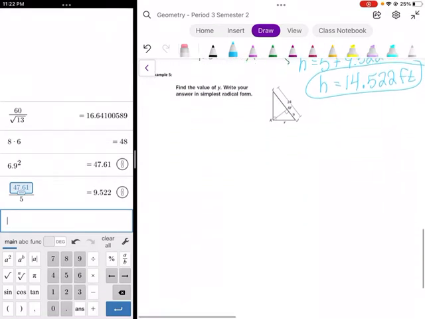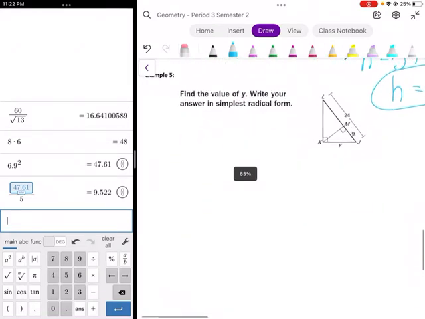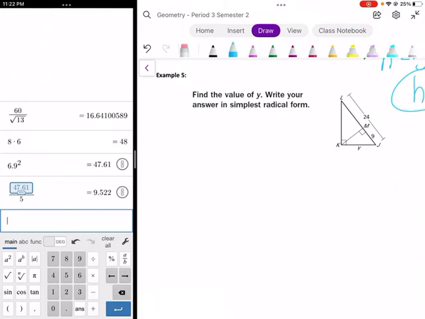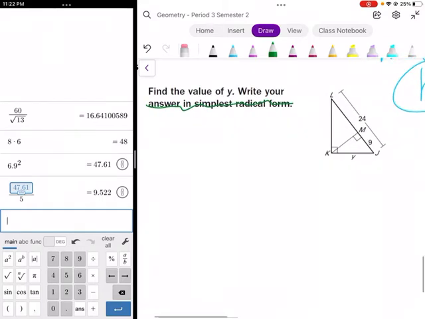Our last example would be to find the value of y. It's okay if you don't write it in simplest radical form. You can give a rounded answer. So we'll start by drawing our 3 triangles.